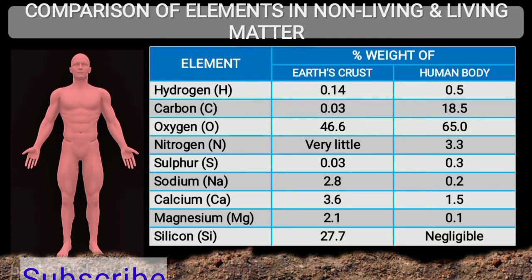Comparison of elements in non-living and living matter: hydrogen 0.14 in earth crust, 0.5 in human body; carbon 0.03, 18.5 in human body; oxygen 46.6 in earth crust, 65 in human body; nitrogen very little in earth crust, 3.3 in human body; sulfur 0.03 in earth crust, 0.3 in human body; sodium 2.8 in earth crust, 0.2 in human body; calcium 3.6 in earth crust and 1.5 in human body; magnesium 2.1 in earth crust and 0.1 in human body; whereas silicon is 27.7% in earth crust and negligible in human body.